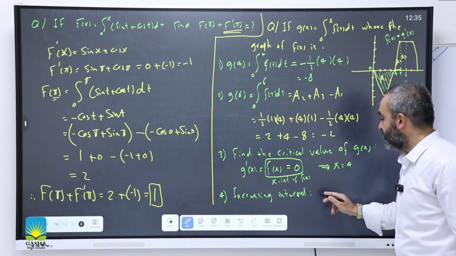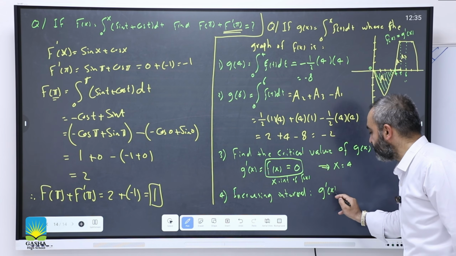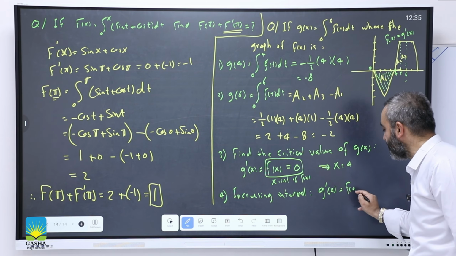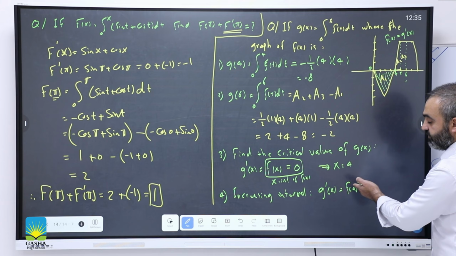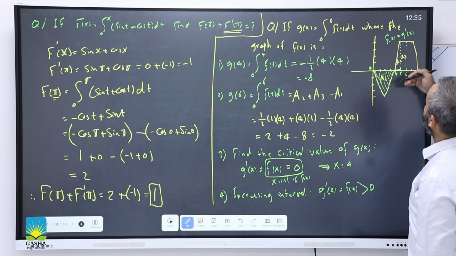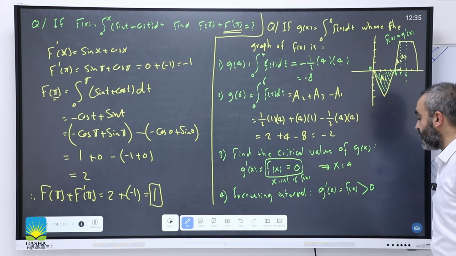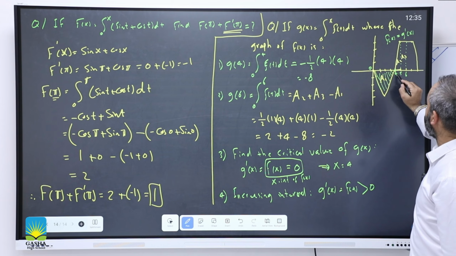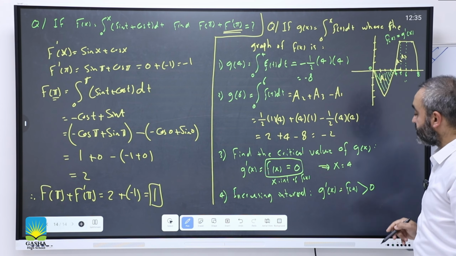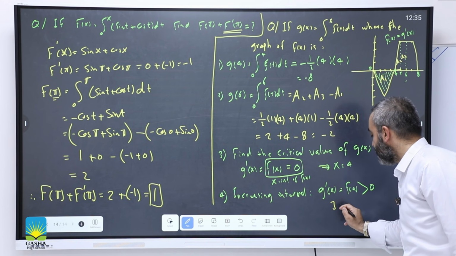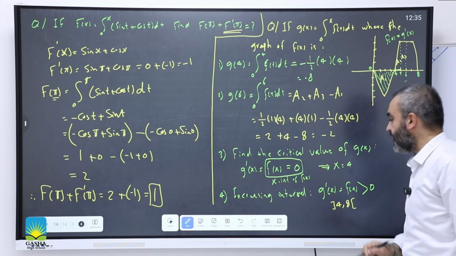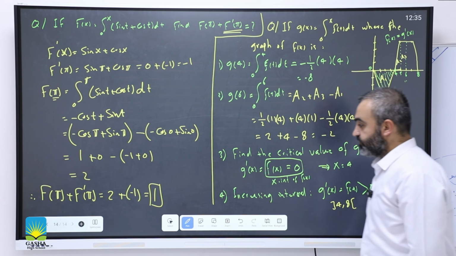The increasing interval is where g prime of x, which equals f of x, is greater than 0. Where is g prime greater than 0? It is the part above the x-axis. That part starts from 4 and goes to what? To 8. So the increasing interval is 4 to 8, right?